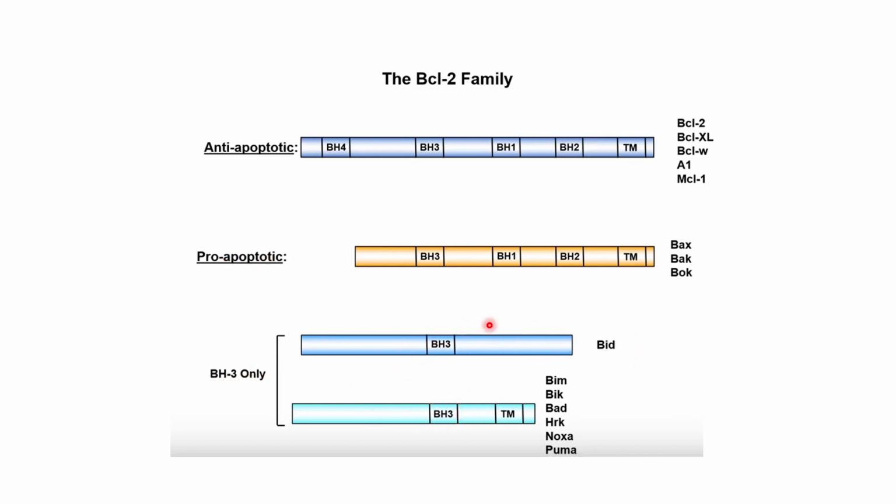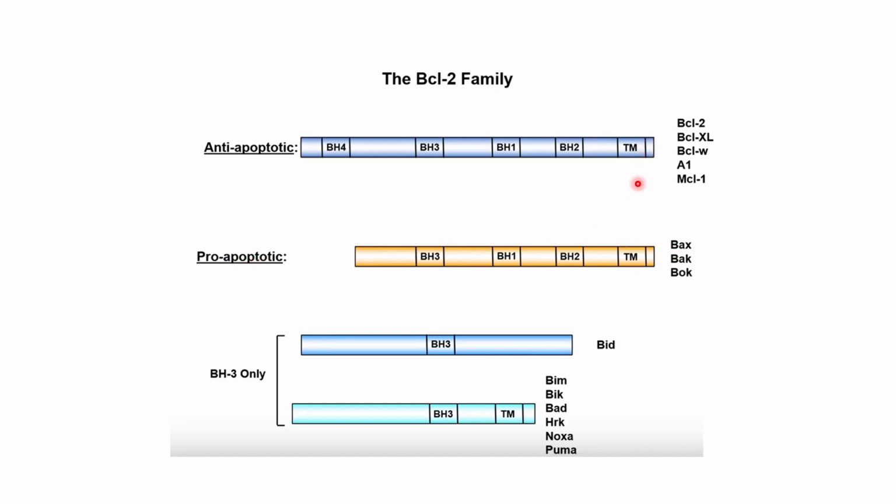Okay, further. The anti-apoptotic group includes BCL2, BCLXL, BCLW, A1, MCL1, in which BCL2 and BCLXL are the two main anti-apoptotic molecules which are found and regulated. And in the pro-apoptotic group, generally BAX and BAK are present. BAX and BAK are the main molecules which act as pro-apoptotic molecules.